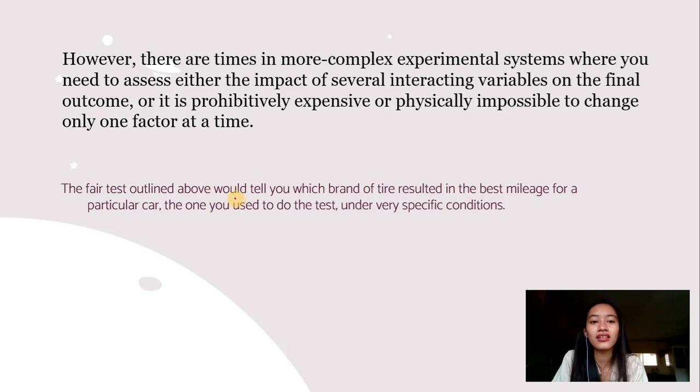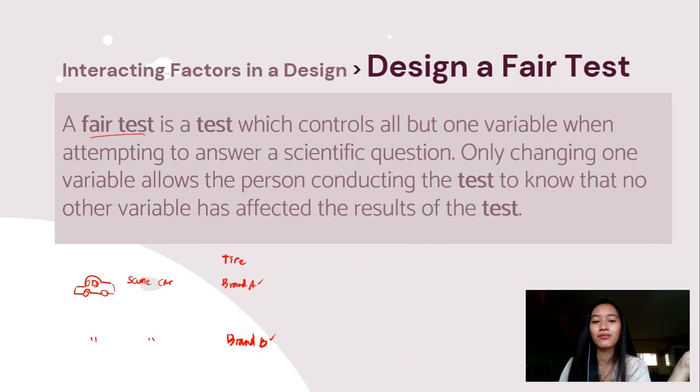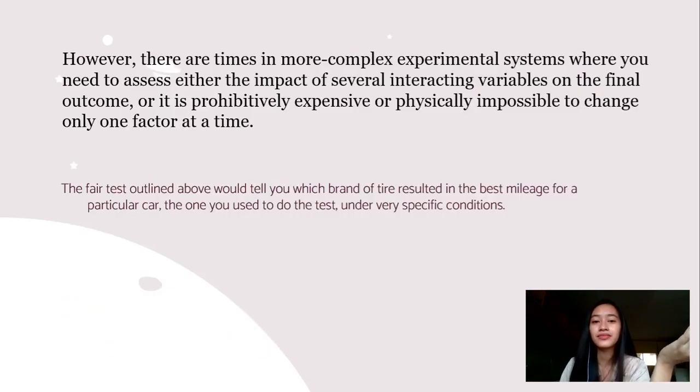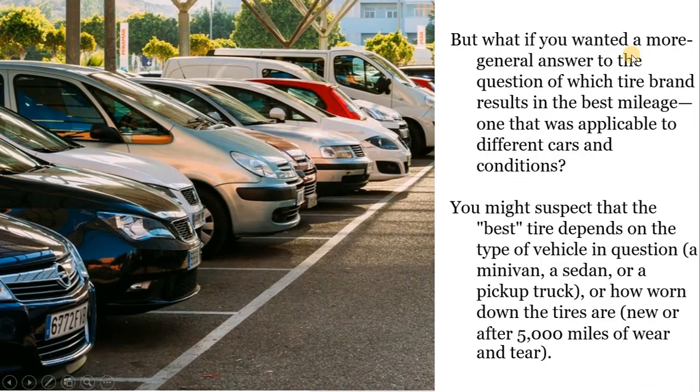So a fair test as outlined above will tell you which brand of tire resulted in the best mileage for a particular car, the one you used to do the test, under very specific conditions. What we drew earlier, you can have that as one fair test. Okay, but what if you wanted a more general answer to the question of which tire brand results in the best mileage, one that was applicable to different cars and conditions?